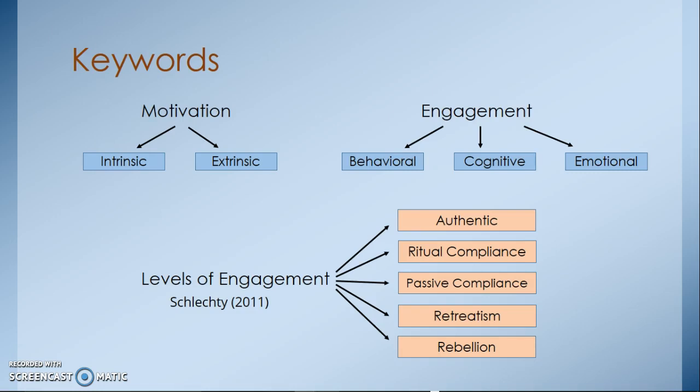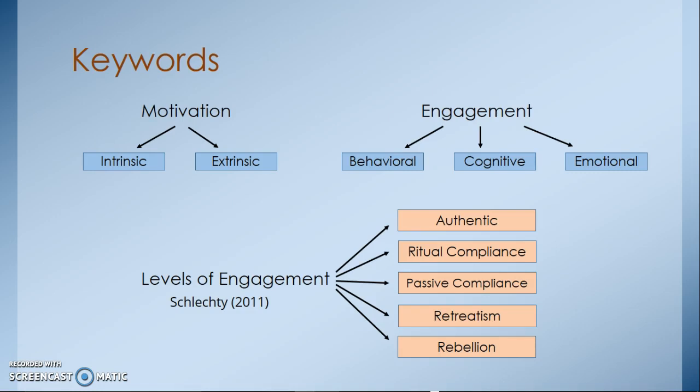And then with engagement, there are different kinds of engagement: behavioral engagement, cognitive engagement, and emotional engagement. And also there are different levels of engagement. Schlechte has 5 different levels: authentic, ritual compliance, passive compliance, ritualism, and rebellion.